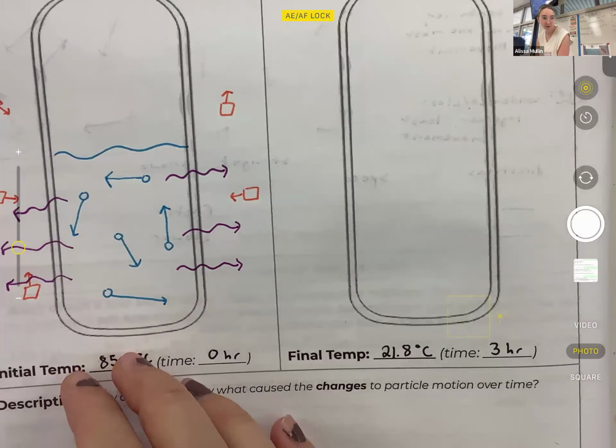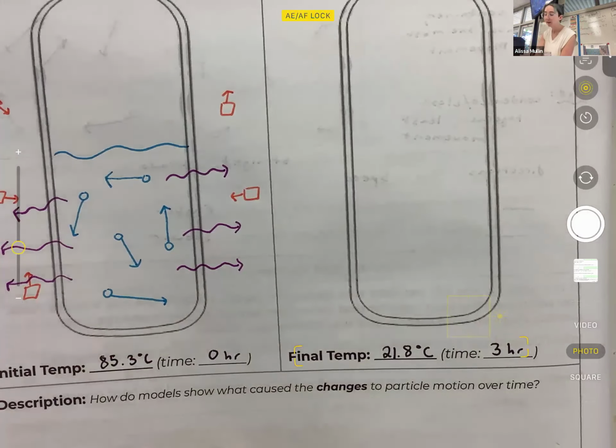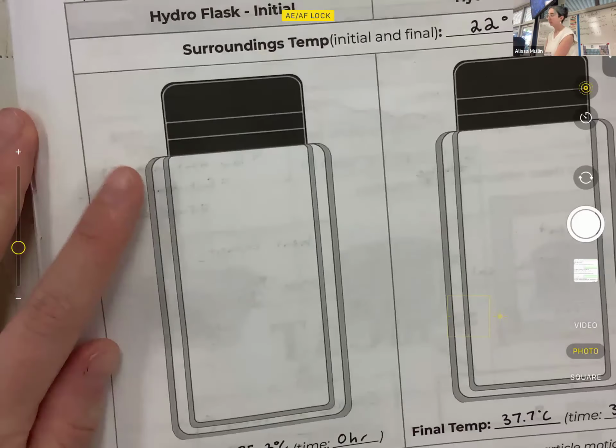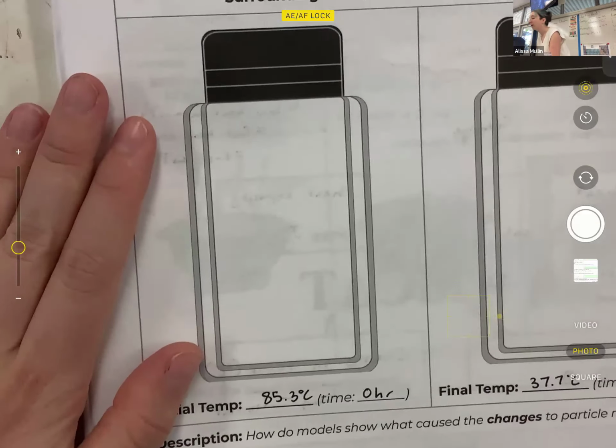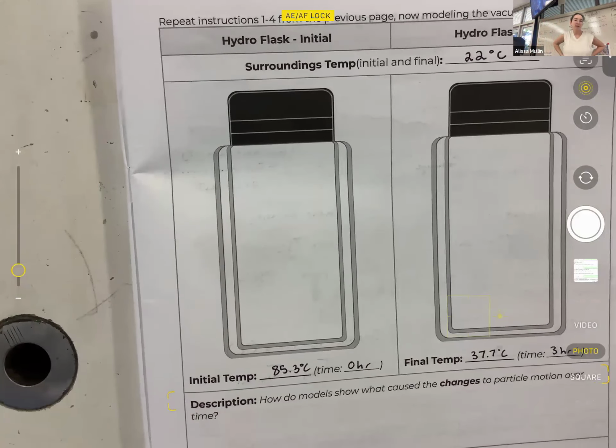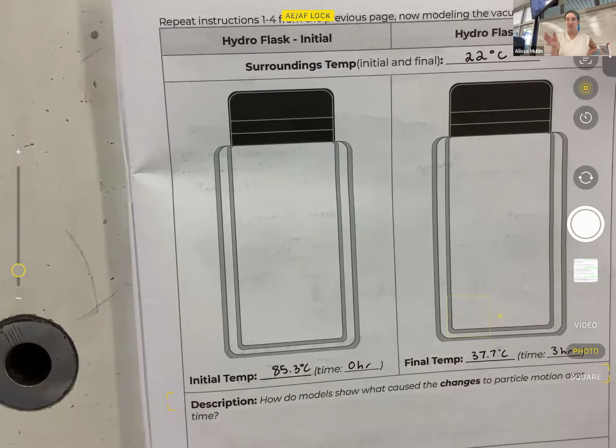Let's do our initial for the coffee cup, and then you'll get some time to finish up your models. So let's look at our initial for the coffee cup. First we should talk about how these things work. Maybe you know, if you ever had a Hydro Flask or any fancy water bottle like that, any of these metal ones, what is really special about them is they have something called a vacuum seal.